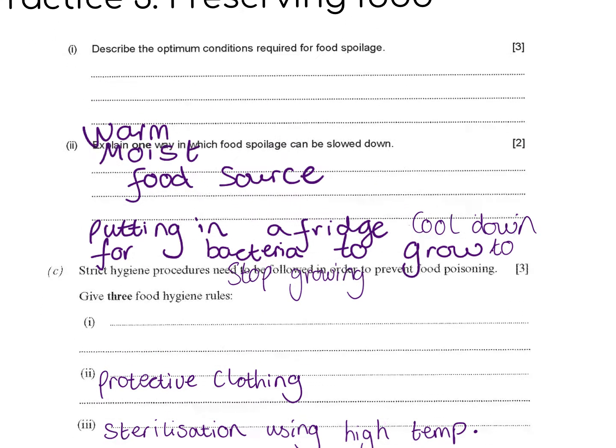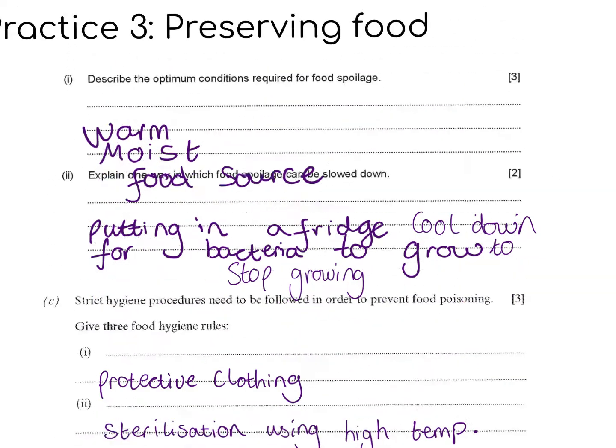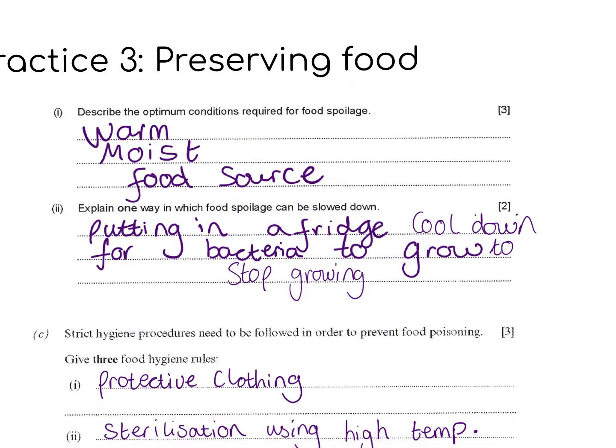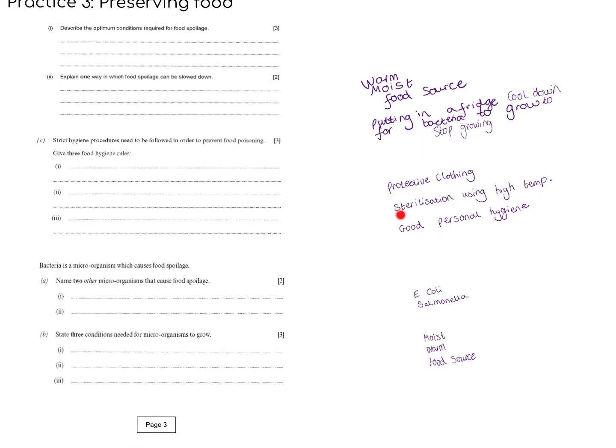Three hygiene rules that you could follow to make sure that you are keeping clean. I don't know what's happened here, so I'll just read them off from the side. So, protective clothing, sterilisation using high temperature, good personal hygiene. Name 2 other microorganisms that cause food spoiling, E. coli and salmonella. State 3 conditions needed for microbes to grow: moist, warm, food source.